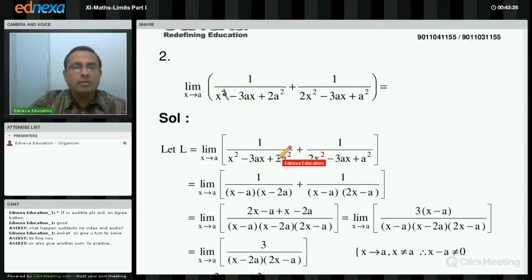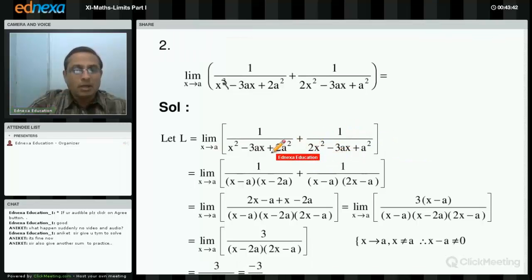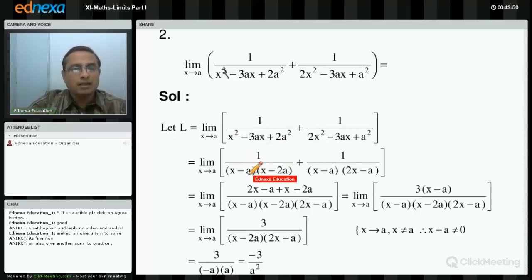Can we take the limit in the very first step? The answer is no. Why? Because if you replace every x by its limiting value, you get 1 upon 0 plus 1 upon 0. For God's sake, don't say it is 2 upon 0. That is absurd. But you will notice that as denominator is 0 at x equal to a, x minus a is its factor. If we know one factor, second factor can be written by observation.